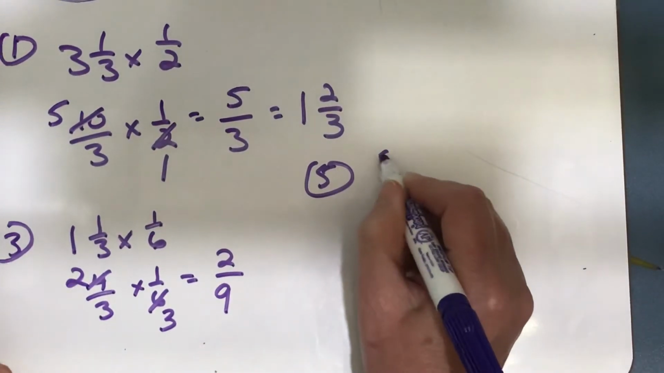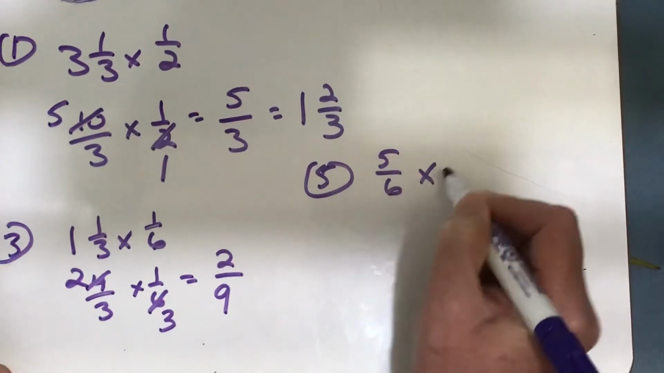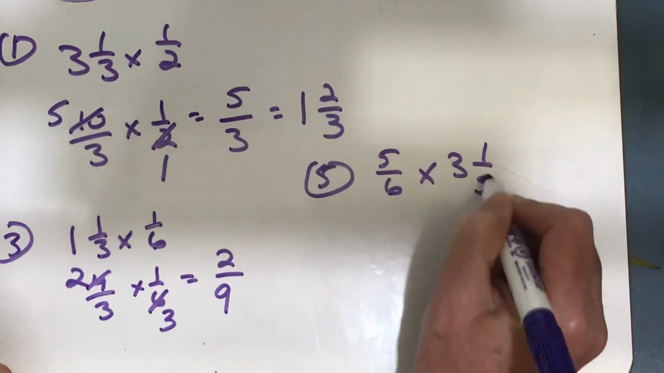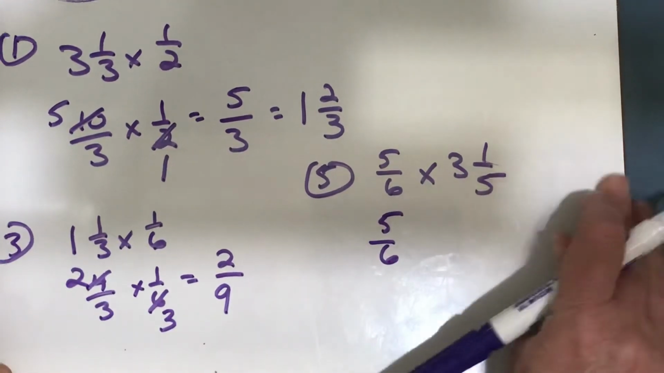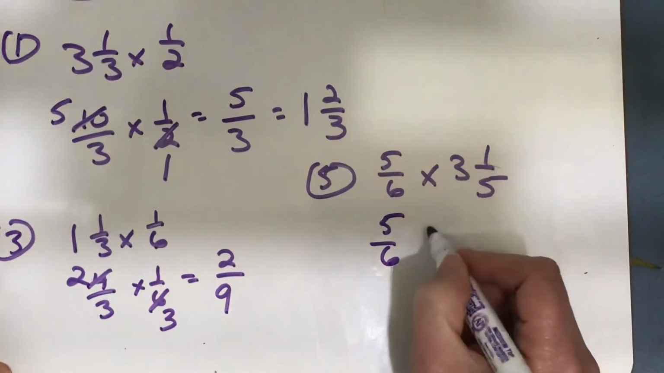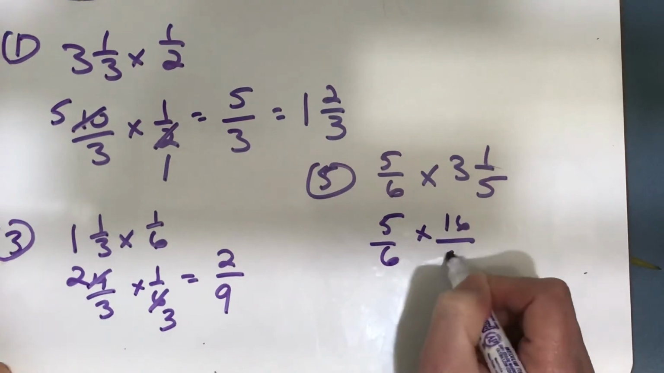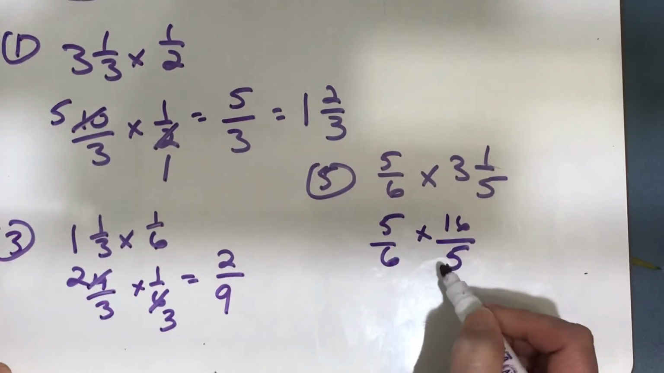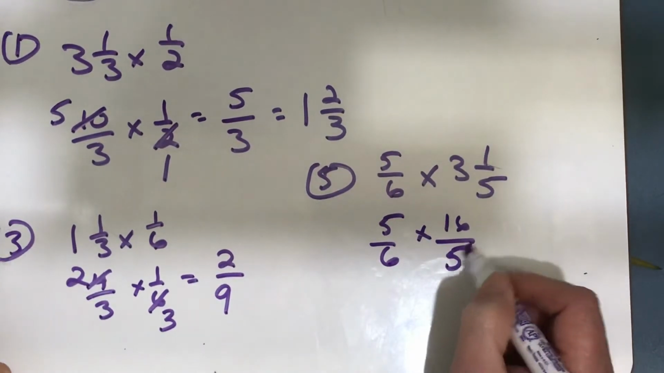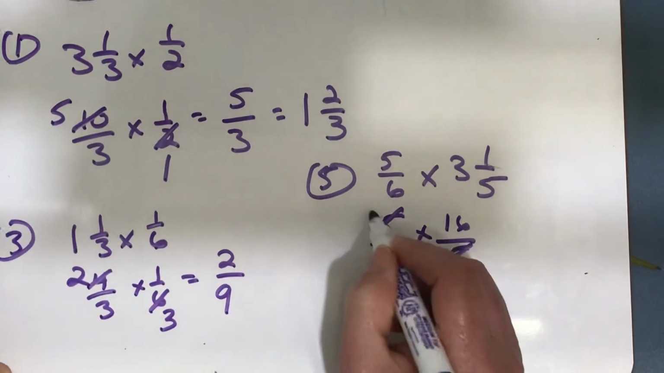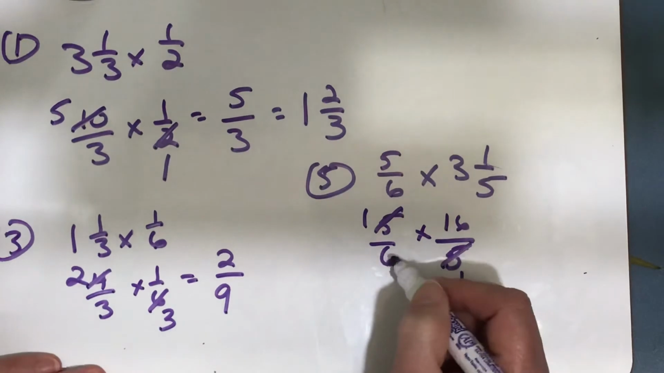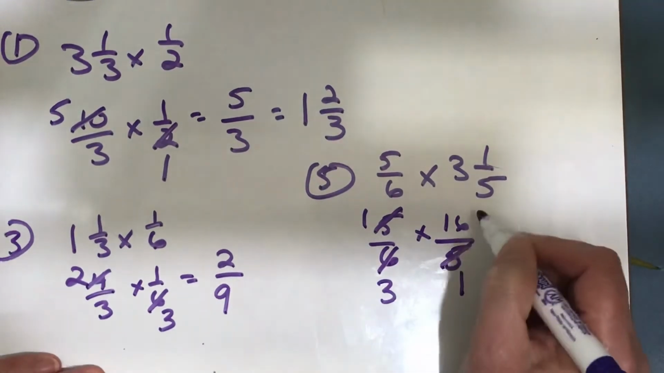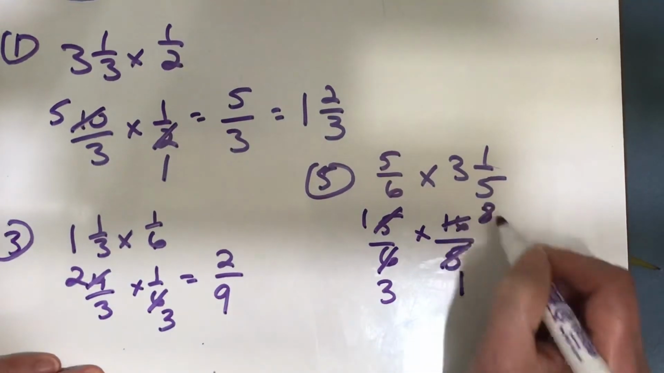All right, number 5 is 5/6 times 3 1/5. So that's 5/6, I'll keep that. And then 3 times 5 is 15, plus 1 is 16, 16/5. All right, 5 is a common factor of 5. So 5 goes into 5 once, 5 goes into 5 once. 2 is a common factor of 6 and 16. So 2 goes into 6 3 times. 2 goes into 16 8 times.